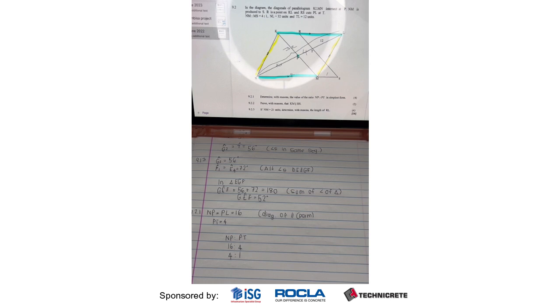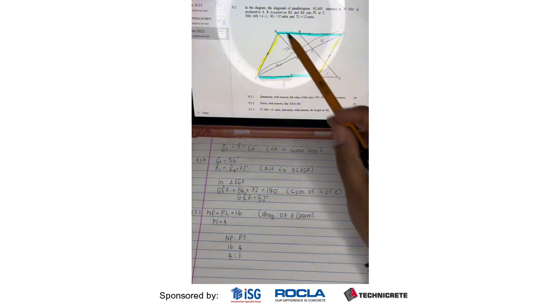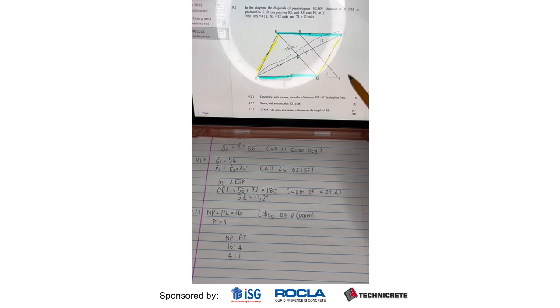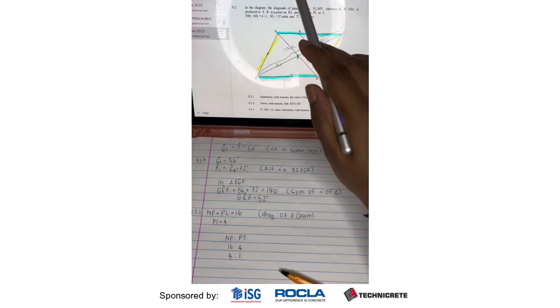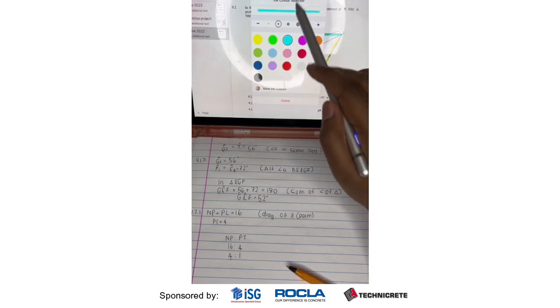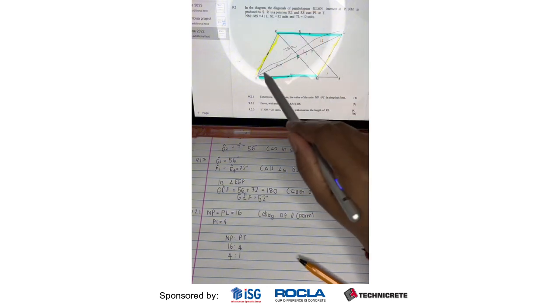Okay, the next one, which is a 2-mark question, says prove with reason that KM is parallel to RS. So where's KM? Here's KM and here's RS. Let's erase. Okay, now we're going to need those values for the next question. So here's KM and here's RS. How are we going to prove that they are parallel? Well, I can see a triangle shape here that I can use to help me solve this question.